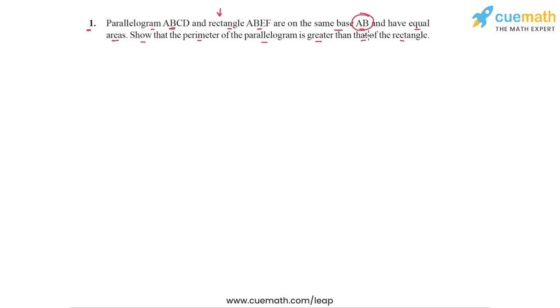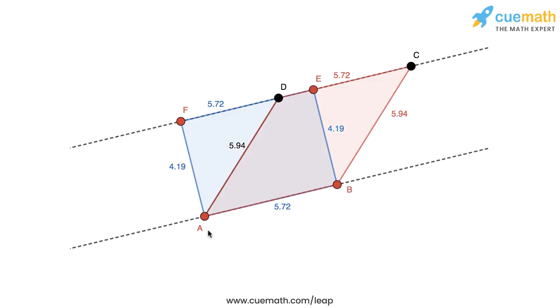So even though they have equal areas, we have to show that the perimeter of the parallelogram is greater than that of the rectangle. So let's first see a simulation that will help us visualize why this should happen, why the perimeter of the parallelogram should be greater, and then we will write out the proof of this fact. Okay, now observe this simulation carefully.